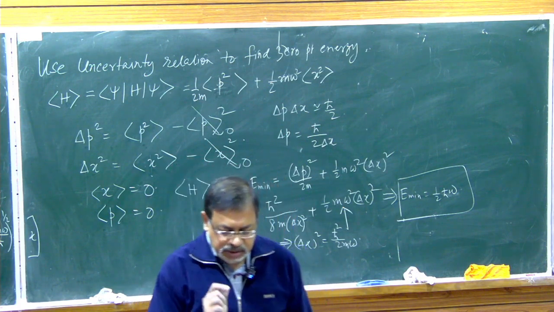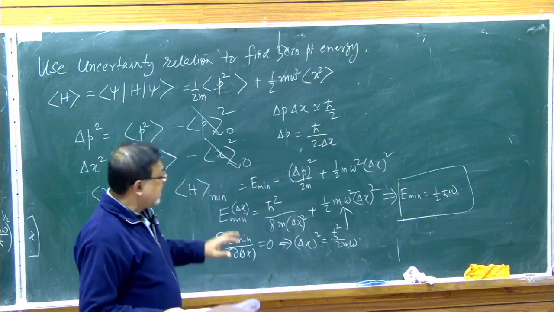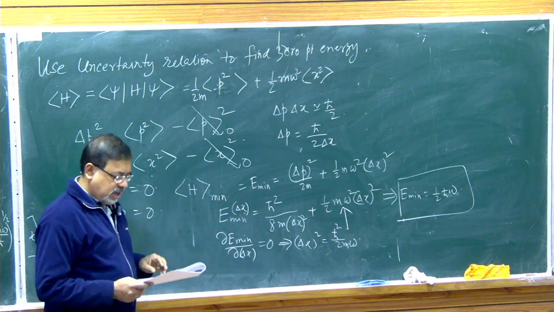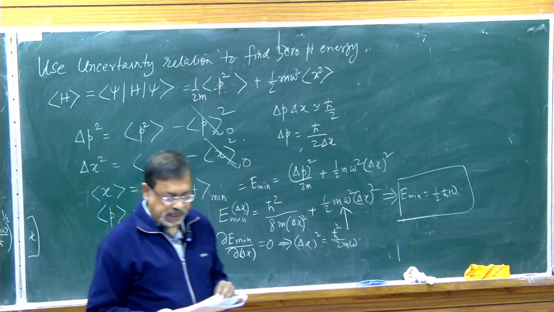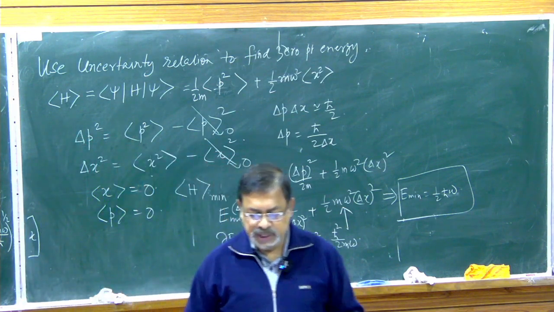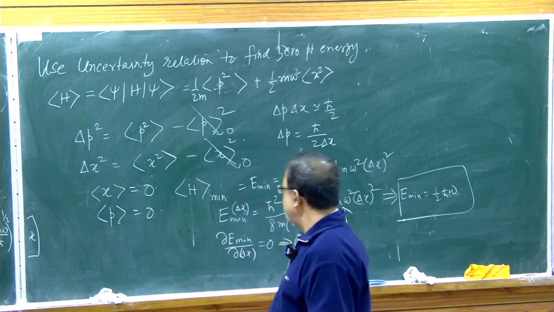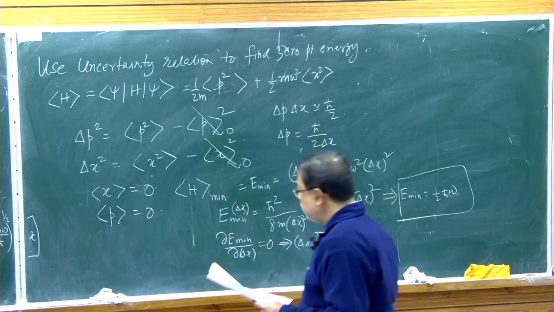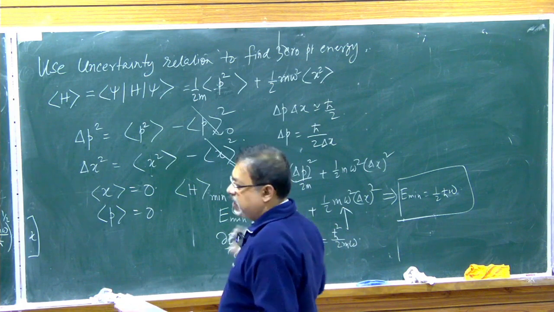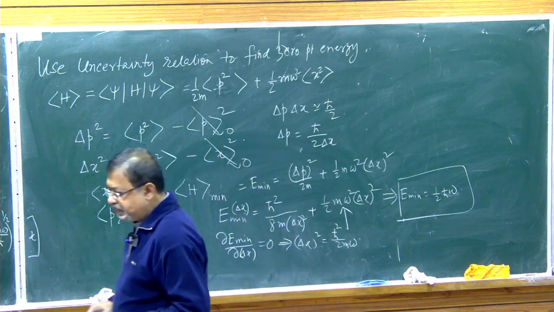So it's quite interesting to get the minimum energy of the oscillator, or the zero point energy, simply by using this uncertainty relation. Okay, all right.